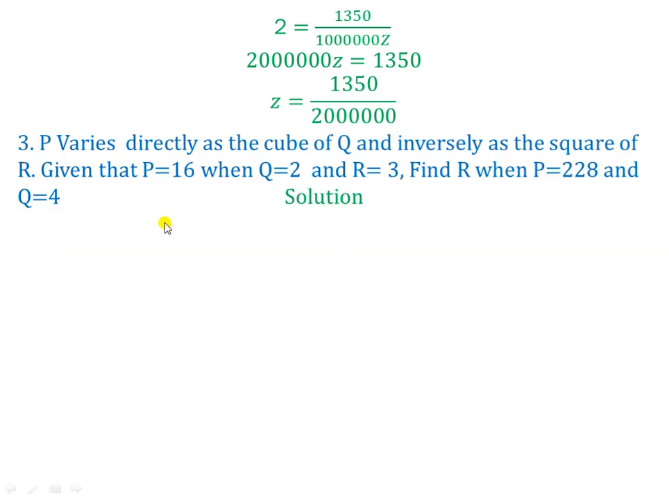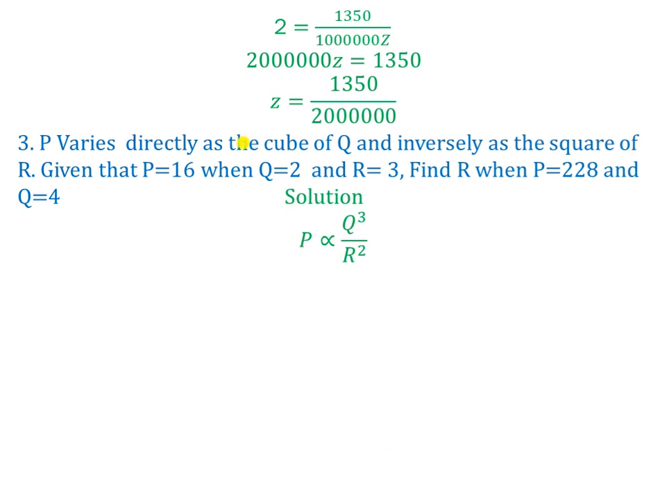Question 3. P varies directly as the cube of q and inversely as the square of r. Now get the point again. P varies directly as the cube of q. So it means P is directly proportional to q cubed. But again, the same P is inversely proportional to the square of r. When you combine them, you will have P proportional to q cubed, but out of r squared.